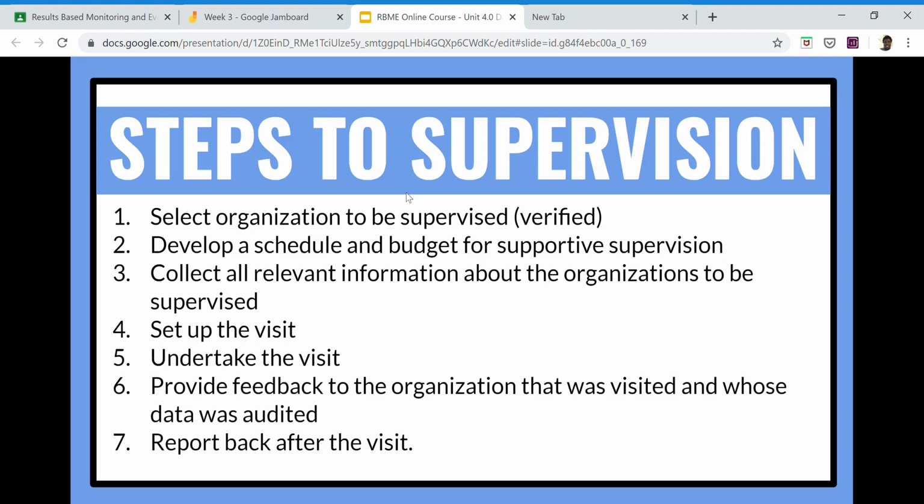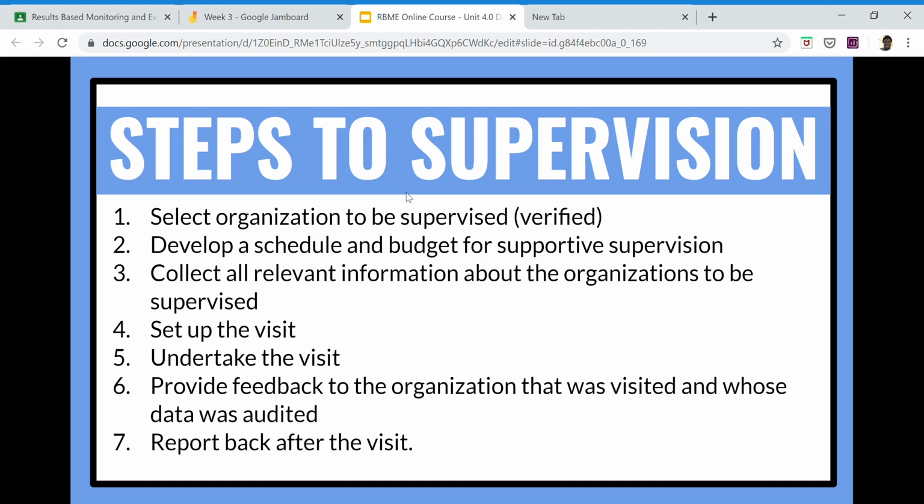So the first step is to select the organization to be supervised. You could think about yourself as a national M&E officer, for example, in the Ministry of Health, which has different agencies that are reporting to your information system.